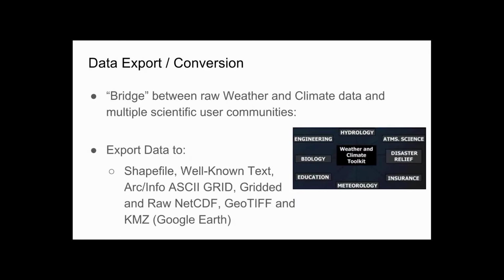One of the real powers of the Weather and Climate Toolkit is really that it's a bridge between this raw weather and climate data that's often in difficult to use binary formats and multiple scientific user communities. And that's really where a lot of this originated from, was looking at how can we take some of our data that we sit on at the archive here at NCEI and make it more accessible for people that are not necessarily in the meteorological community.